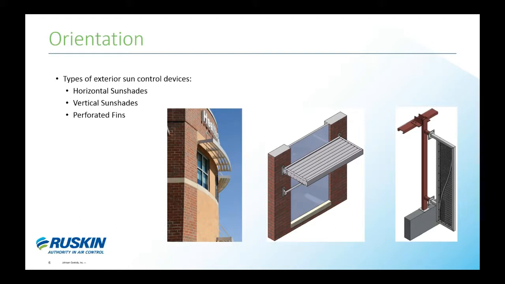This section is going to discuss the different types of orientation offered for a sunshade, the component names, materials used for a sunshade, and the different fabrication styles. There are 3 primary types of exterior control devices: horizontal sunshades, vertical sunshades, and perforated fins. In this section, you will learn the components of each and help choose which to use on your building.